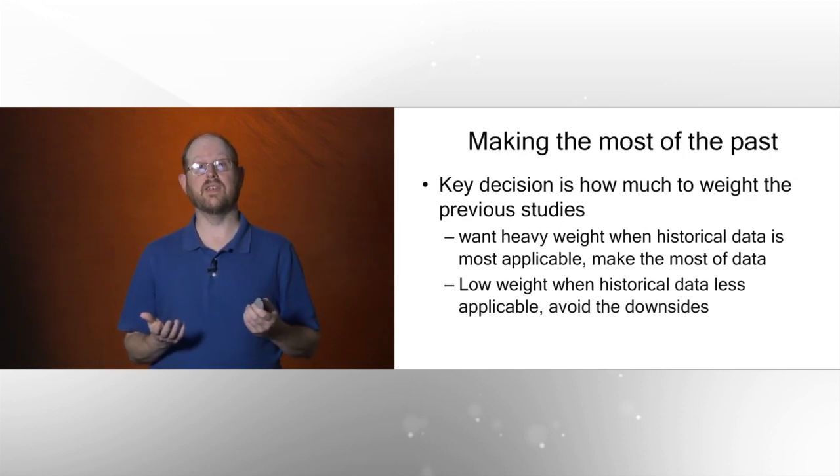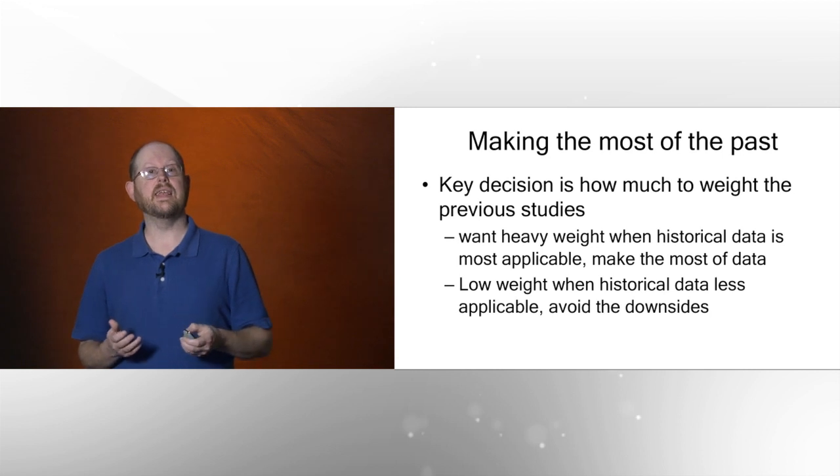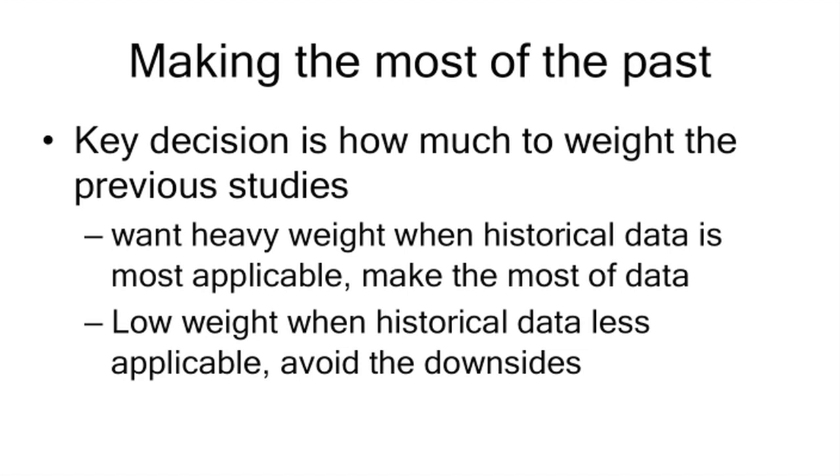So the first thing we need to do is get an idea of how much to weight those previous studies. So should we use heavy weight? If we had a lot of historical data and we knew that data was going to be completely on point, we'd want to weight it heavily. It's basically telling us exactly what we want to know. On the other hand, if that historical data is less applicable, then we'd be really worried about the downside. We'd want to downweight it. The extreme of that is not using it at all. That would give it a weight of 0.